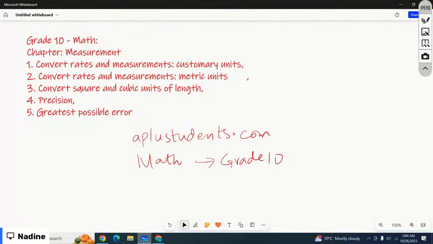There you can find a list of the chapters. We're going to start with the chapter measurement. The lessons we're going to cover today are convert rates and measurements customary units, convert rates and measurements metric units, convert square and cubic units of length and precision. Let's start with the first lesson, convert rates and measurements customary units, right?